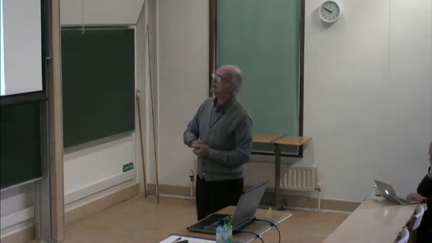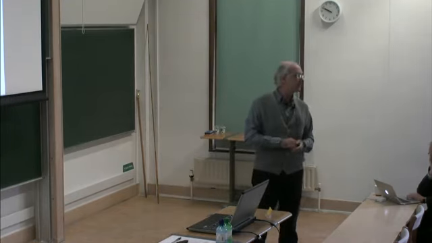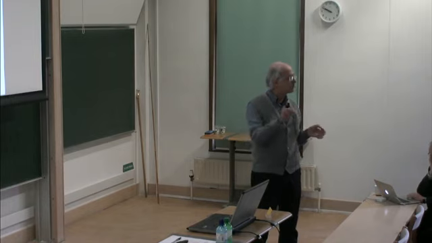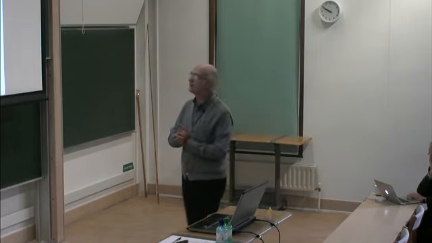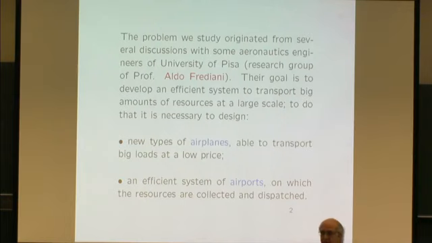And the second one is a mathematical problem: design the network, where you should put the airports. So this is a more mathematical problem. And the coupling of these two sides could give very interesting issues.